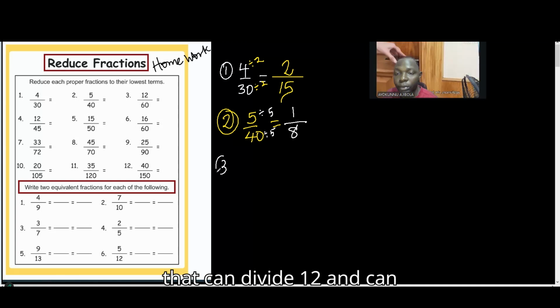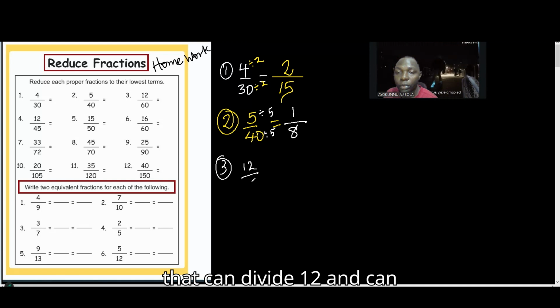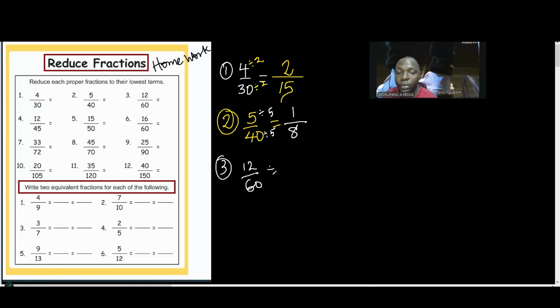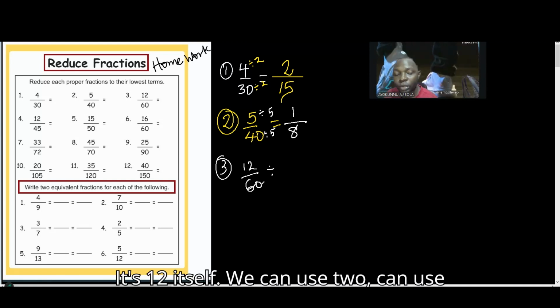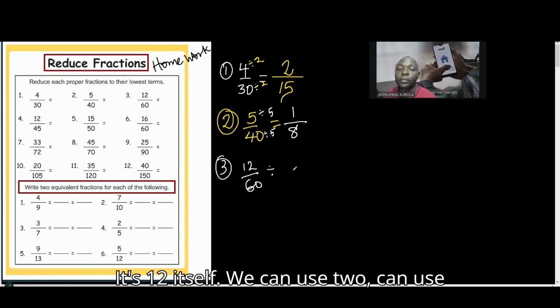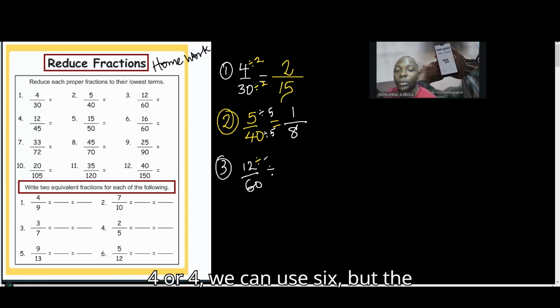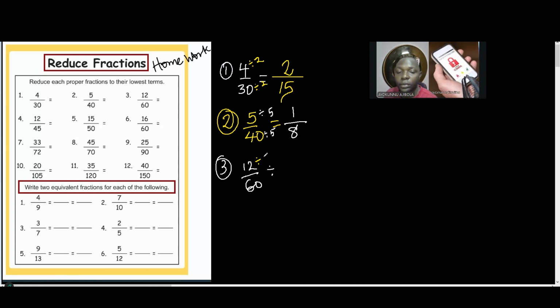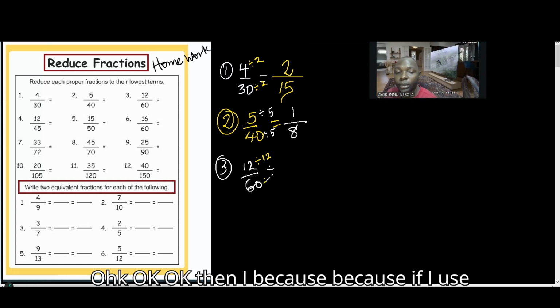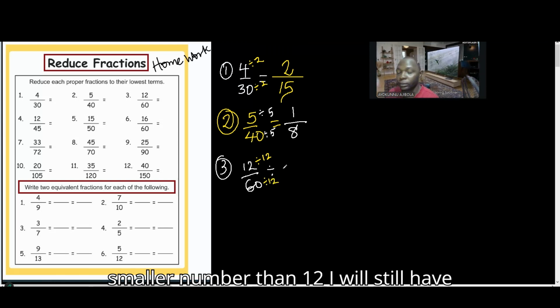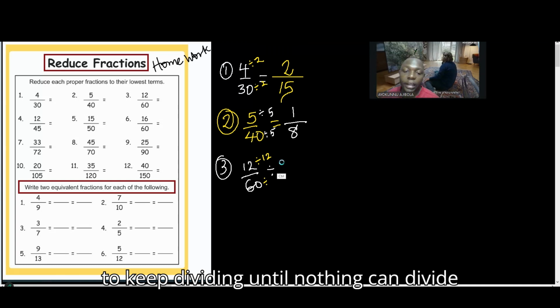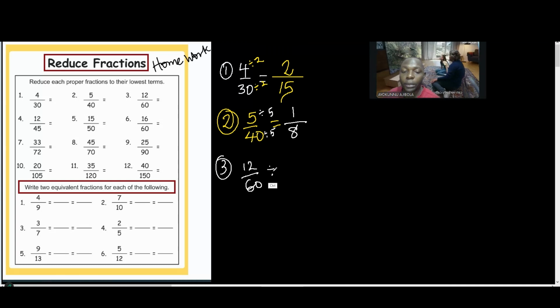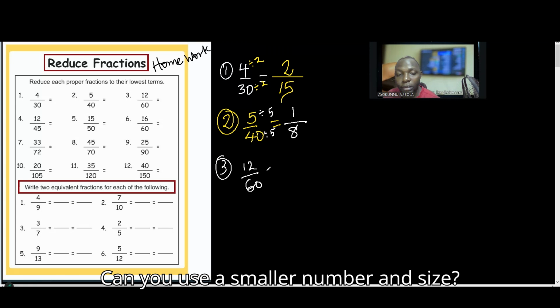Then, number 3, we have 12 over 60. So, what is the number that can divide 12 and can also divide 60? It's 12 itself. We can use 2, we can use 4, we can use 6. But the highest of such number will be 12, okay? Because if I use a smaller number than 12, I will still have to keep dividing until nothing can divide again. Is that clear?